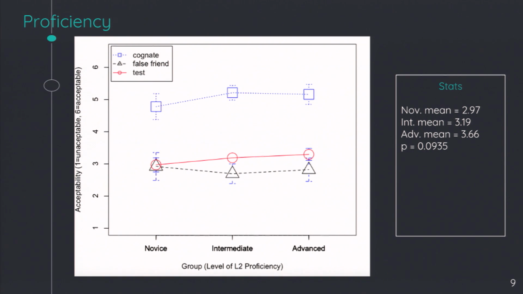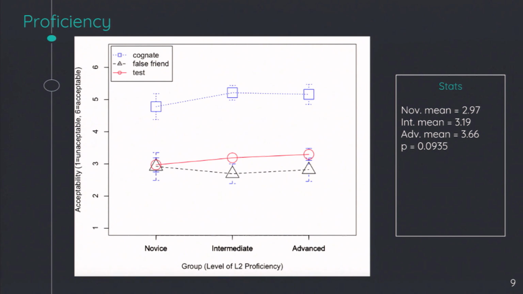And you see that the novices are the least likely to accept these test items, and they are actually accepting them about the same amount as they accepted the false friends, which had no semantic overlap. So they're not accepting these things at all. They think these are very unnatural. Whereas the advanced learners are accepting them easily in between the two, and their average mean is a 3.66, whereas the novice average mean is a 2.97. So there's a break there.